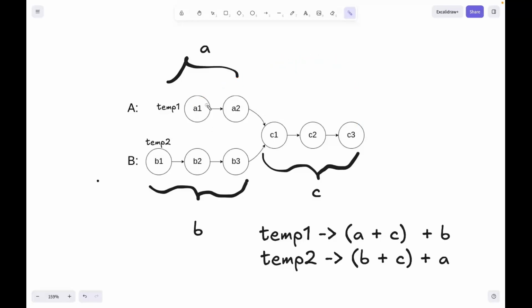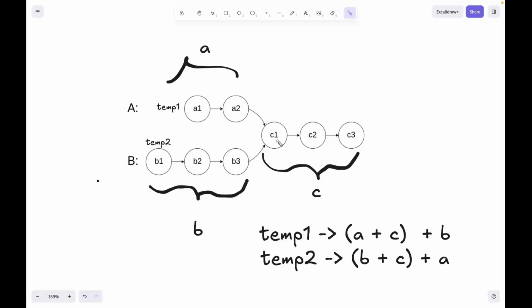So what will happen? When my temp2 reaches here, my temp1 reaches here, my temp1 reaches the B3, my temp2 reaches to the B1, B2, A2, sorry, and my temp2 reaches here and my temp1 reaches here. So yeah, they are meeting at the same node. So if they are meeting at the same node, you can directly just return this node, whether it's temp1 or temp2 is up to you because they are pointing to the same node.